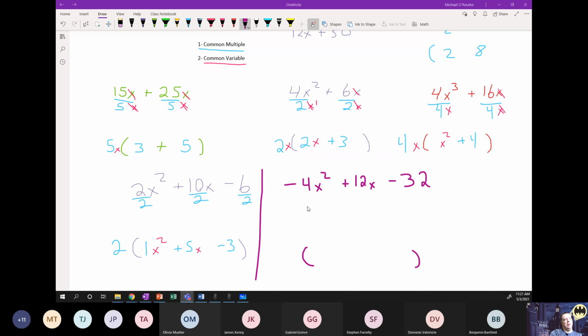Okay, so let's walk through this one. Now, one thing I'm going to say right now is you never want this first term to be negative. So if you ever see a first term negative like this, we're going to take that negative out always. So when we divide everything here, we're going to divide by a negative.